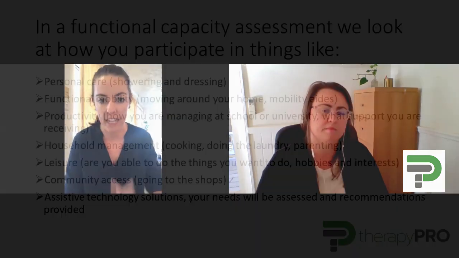We are asked to complete functional capacity assessments for NDIS participants regularly. And what does that mean? Like, what is a functional capacity assessment? A functional capacity assessment does vary for every participant and client. It's very much tailored to a snapshot of how that person participates in everyday life.